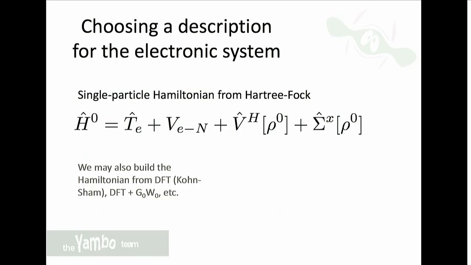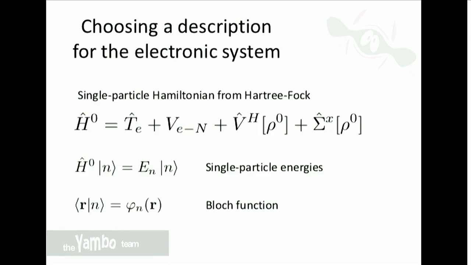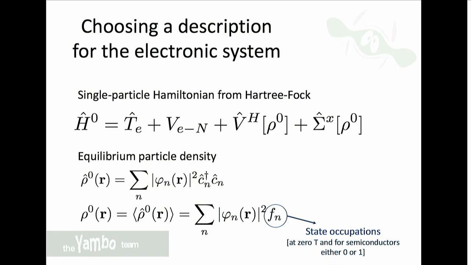So let's start with a description of the ground state electronic system. Here I wrote Hartree-Fock. You see this is the Hartree function and this is the exchange, written in self-energy style. We don't need to start from this. We can start from a Kohn-Sham Hamiltonian, Kohn-Sham plus GW, but this is just the simplest starting point for the electronic system for us. And so this system gives us the single particle energies and the single particle wave function. So in an extended system, it will be a Bloch function, which, for example, if this is the Kohn-Sham Hamiltonian, we can compute in DFT, right? And the other thing that we have here is the equilibrium density that is defined like that.